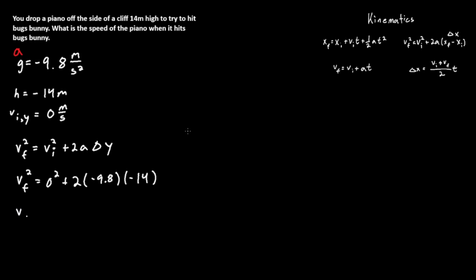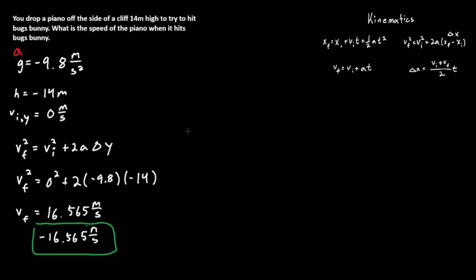If you solve for vf here, so if you just multiply everything and then square root it, you end up getting 16.565 meters per second. And if it told you to solve for the velocity, you would write negative 16.565 meters per second. We're solving for speed, so we're only worrying about the magnitude of our vector. But if you worried about your velocity, then the direction would be going down, so the velocity would be negative in this case. So right here, your piano when it hits Bugs Bunny is negative 16.565.